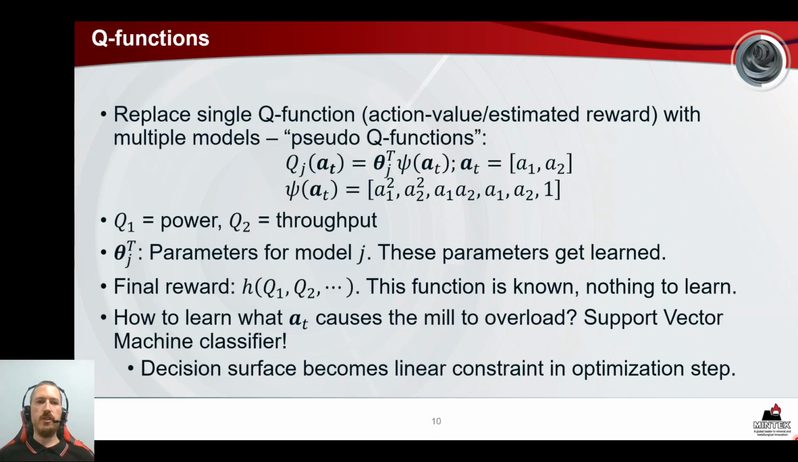For those of you that are familiar with reinforcement learning and Q functions, or action value functions, this is the form of the Q function that we use to model our power and our throughput. It has two inputs, the speed of the mill and the target weight, and it's a quadratic function. The agent is learning the vector theta for each of the models. Our final reward is written as this function h, which combines the individual reward models.